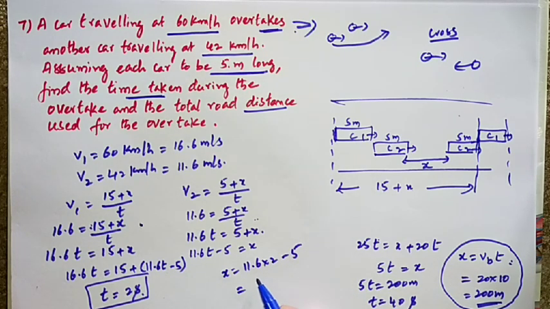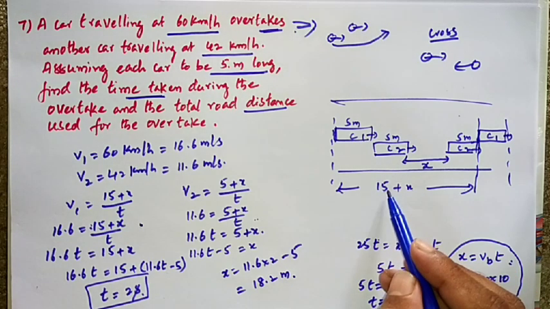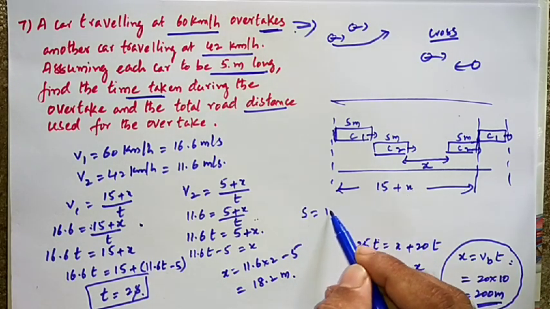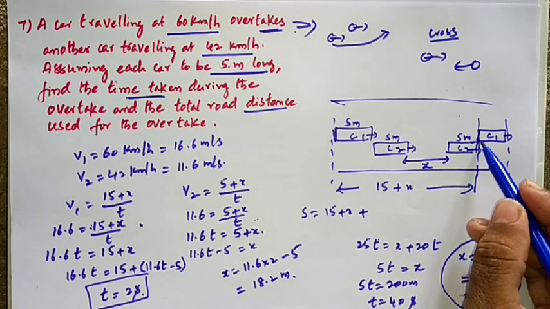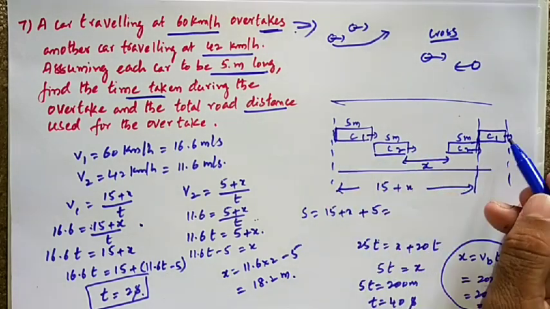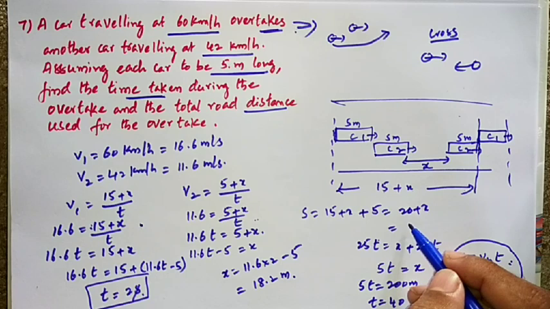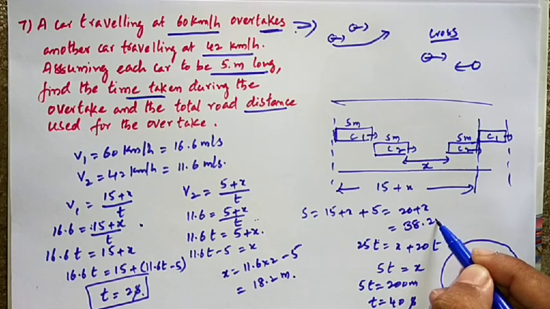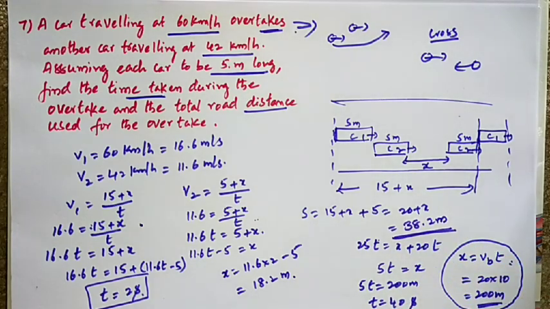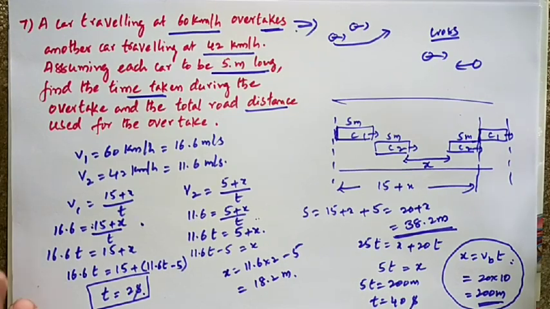Okay now, so how much is this x value? 18.2 meters. Okay, so therefore total distance is how much? 15 plus x plus this 5 meters also. This is the total road distance they have traveled. So that is 20 plus x, therefore that is how much? 20 plus 18.2, so 38.2 meters is the road distance they have taken. Clear? So in this way one can solve the problems very easily. Right, next question.